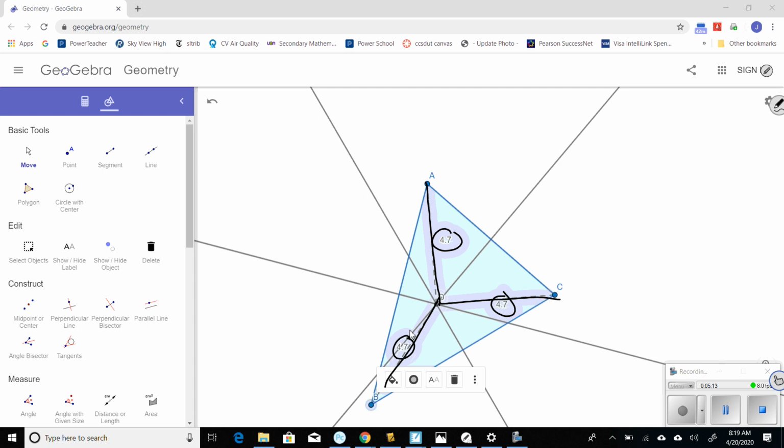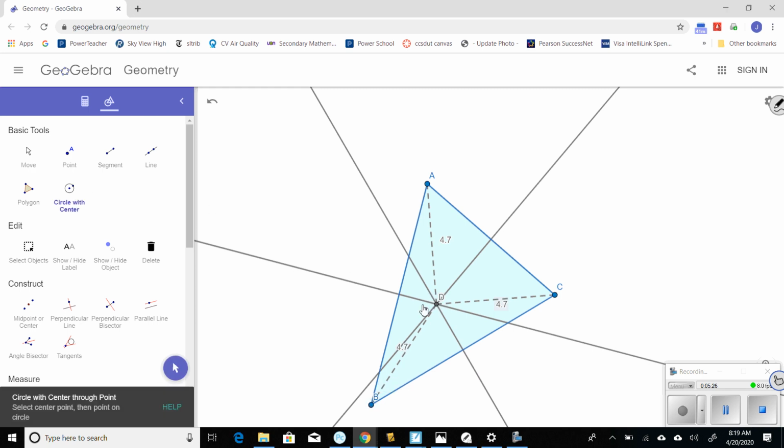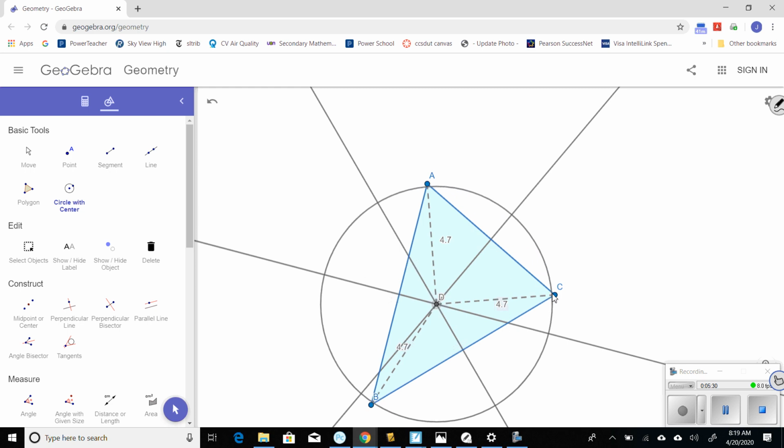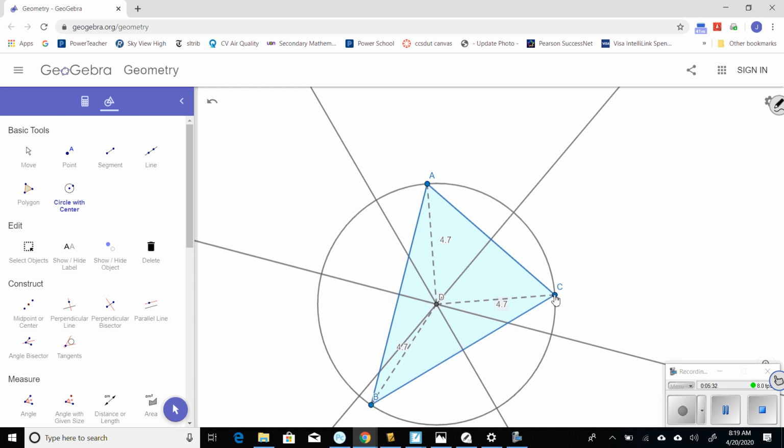And one last cool thing before I go on and go through the theorems is that because it's equal distance from all those endpoints, you can actually take a circle. So I'm going to make a circle. I construct a circle at the center. I'm going to start it at D, and I'm going to go out to one of these vertices. I'm going to go to C right there.